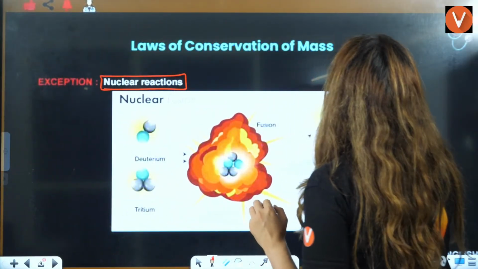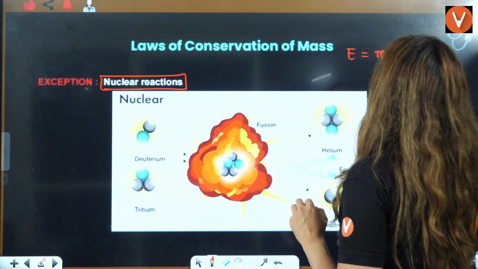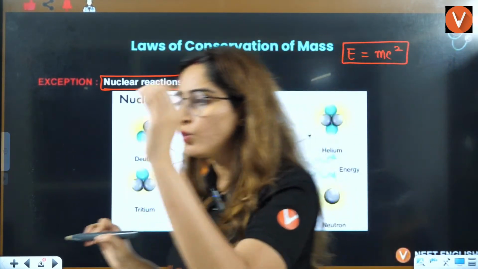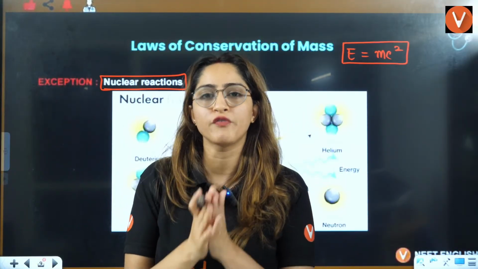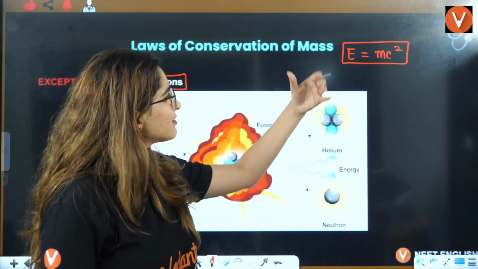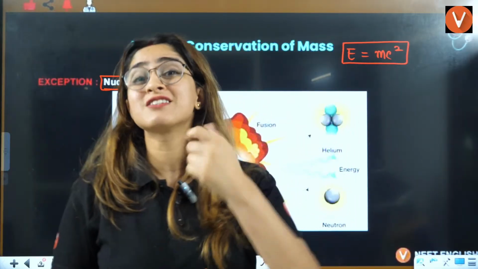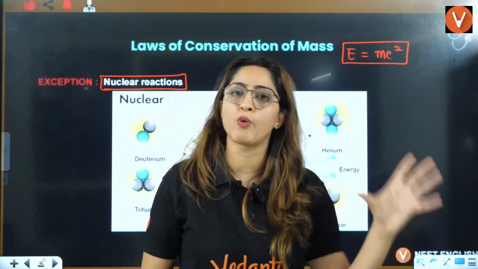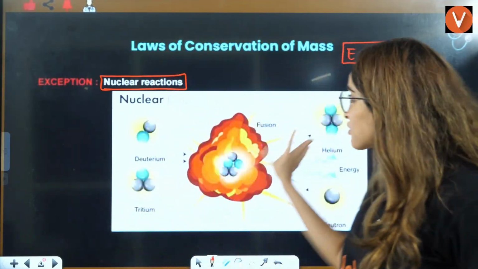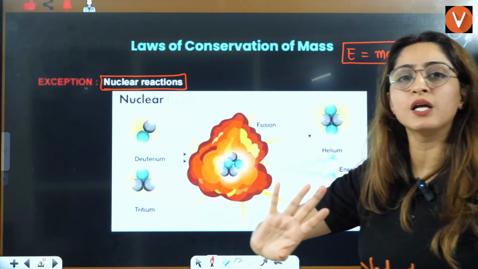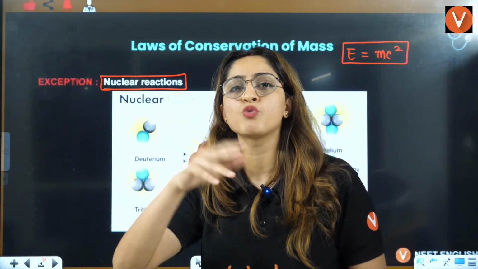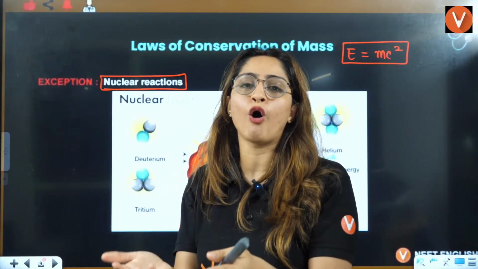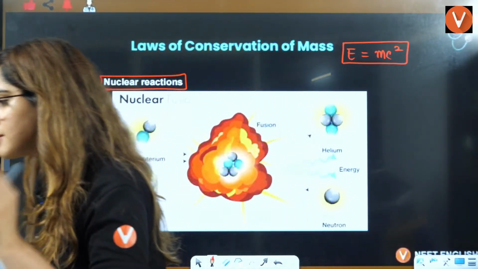And the answer to this is given by E equals mc square. That is Einstein's equation, which does not follow the law of conservation of mass, right? You will study this more in physics, right? So Einstein gave us E equals mc square, right? He actually gave you the conversion that you can convert energy to mass and mass to energy. So that was the exception to the law of conservation of mass.